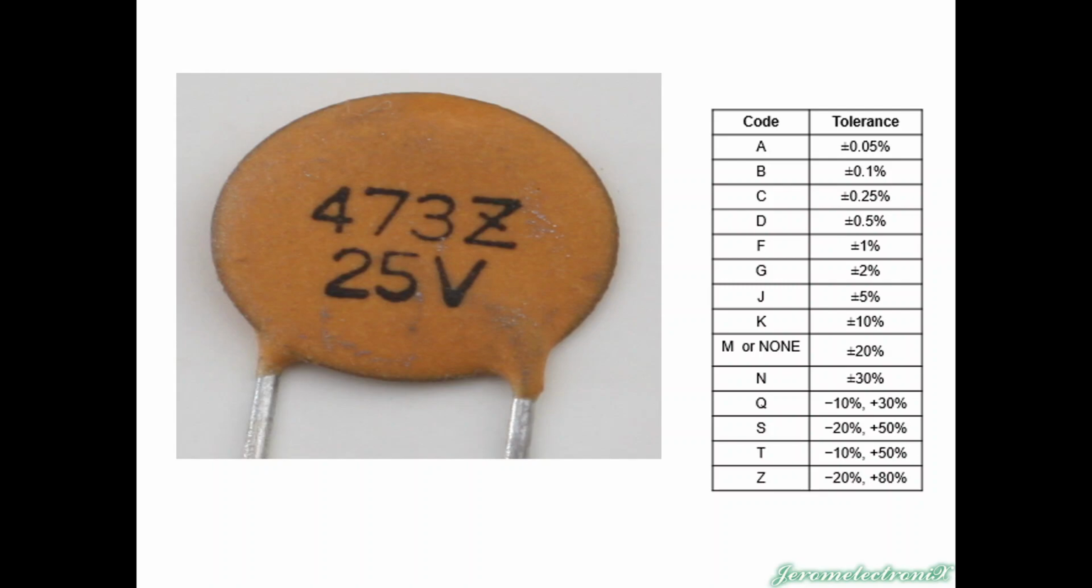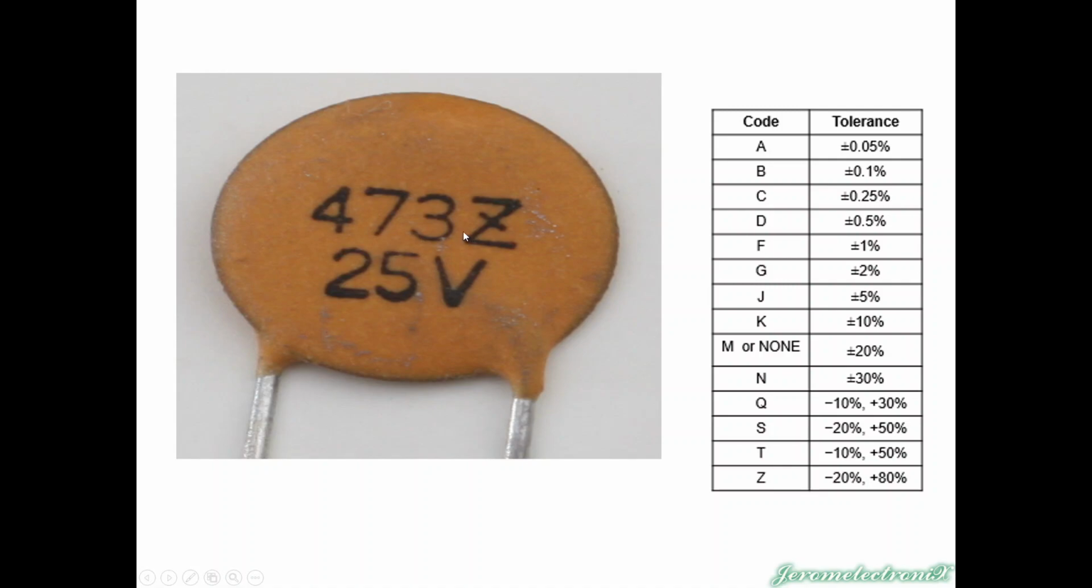Well, Z is not a prefix. Z actually has to do with the table over here. This is a Z, and that tells us the range of capacitance. This is a negative 20% on the low end of the range to a plus 80% capacitance. So basically, it is 47,000. The prefix should be right here, and it's not.